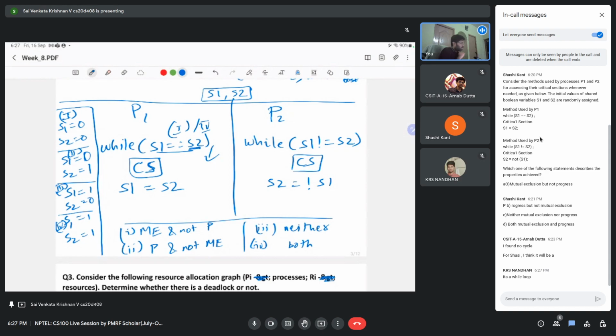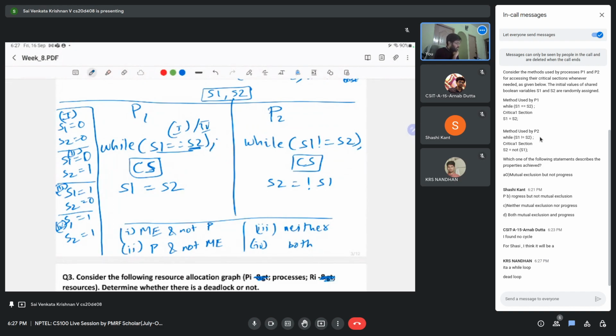Wait, sorry. Oh, okay. There's a semicolon, is it? Sorry, I forgot this. So it will be an infinite loop, right? I missed the semicolon at the end of the while loop. I thought this critical section is within the body of the loop. So while S1 equals S2, it will just wait for it.